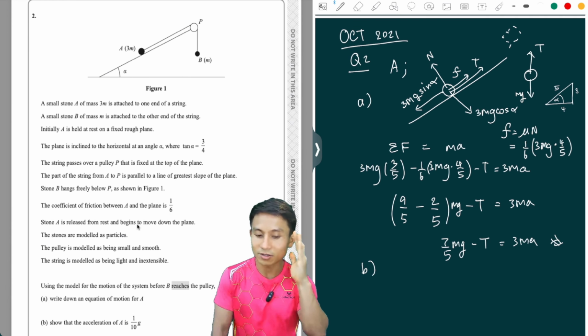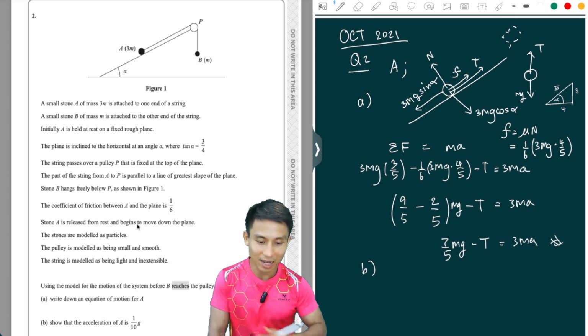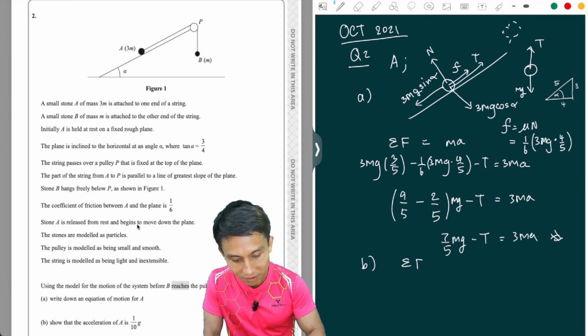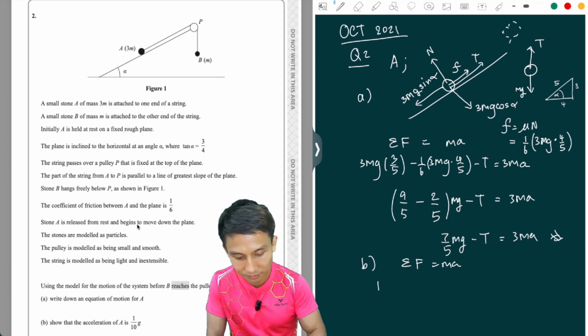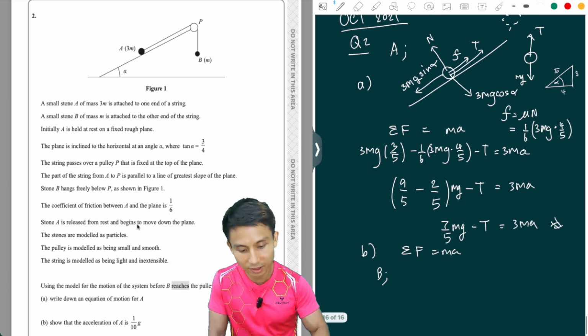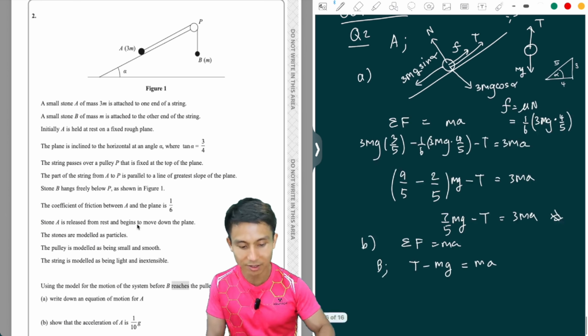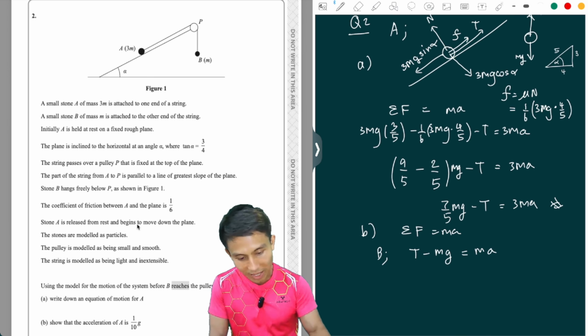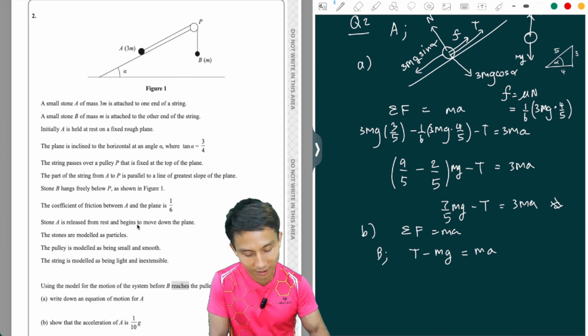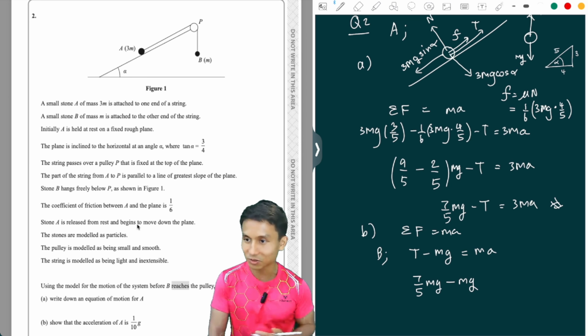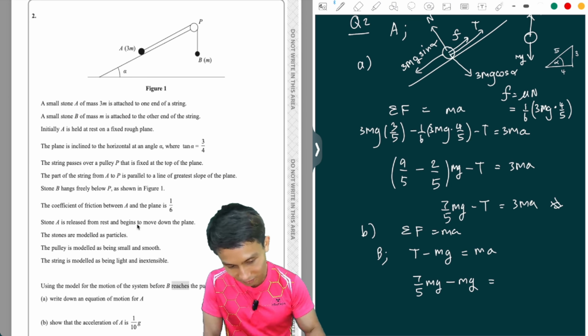But it's going up, right? Because A is going down, so B must be going up because they are connected. So sigma F equals ma again. For B, it's just going up, T minus going down, mg equals ma. Yeah? So if we add these two equations, we cancel the T, so it's just going to be 7 over 5 mg minus mg because the Ts cancel there. And then on the right hand side, adding these two, we get 4ma.